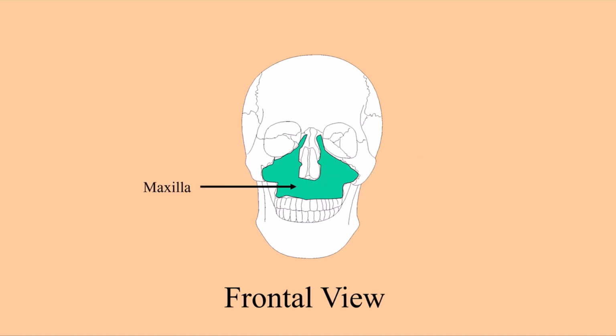Maxilla is called the upper jaw. It is a paired bone that joins with all facial bones except the mandible. The upper row of teeth are locked in the maxilla.